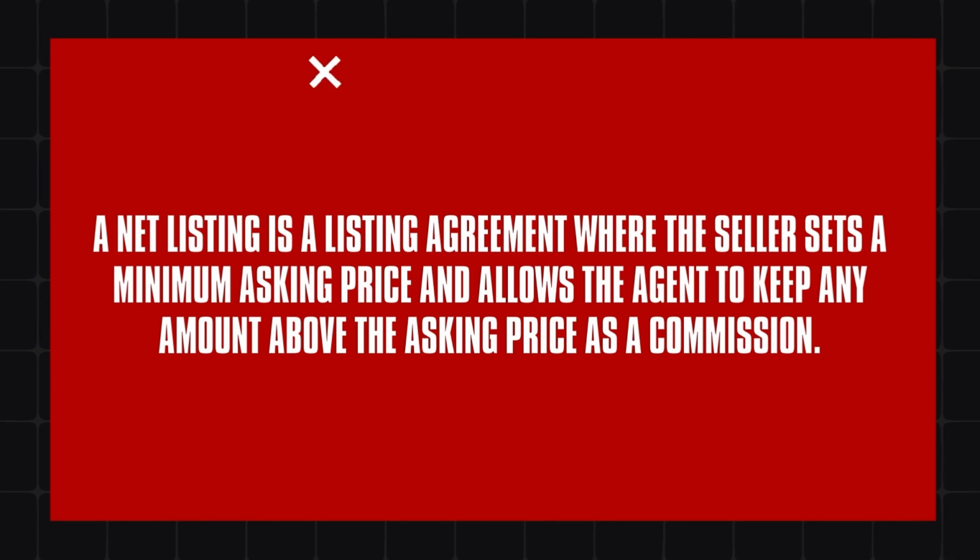Say a seller sets a minimum price of $500,000 for their house with a net listing. The agent sells it for $550,000. The agent earns a commission of $50,000, which is the difference between the selling price and the minimum price. It's a win-win situation where both parties benefit from a successful sale. Gear up for the next one.